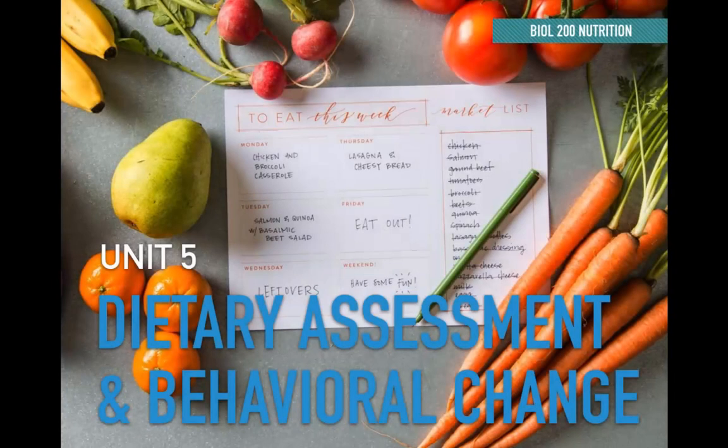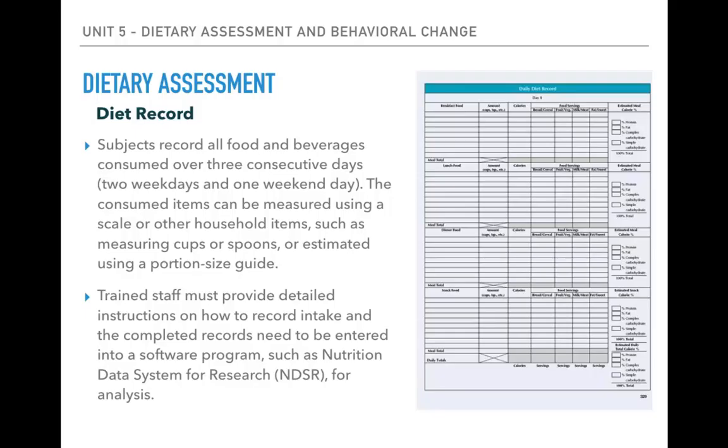Welcome to Unit 5, where we will review dietary assessment methods as well as some considerations for behavioral change. There are three major methods to assess someone's dietary behavior, and this first one should look pretty familiar. This is a dietary record where individuals keep a detailed diary of what they've eaten, typically for 3 days, 2 weekdays, and 1 weekend day.